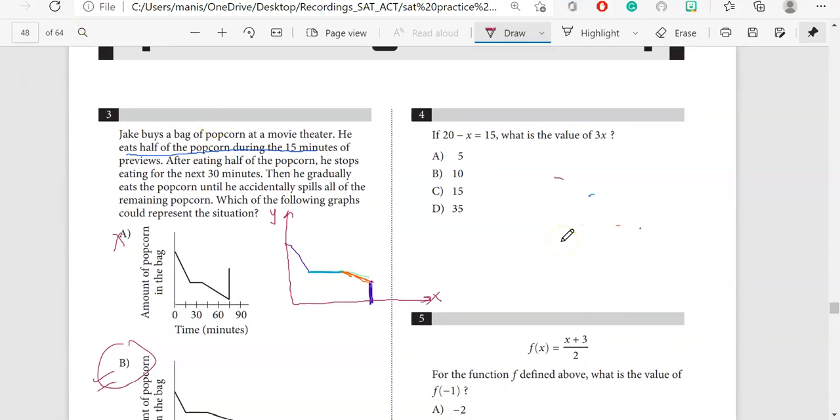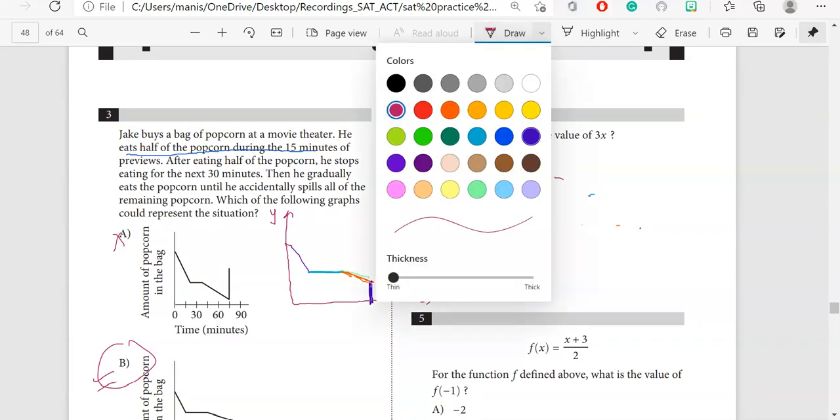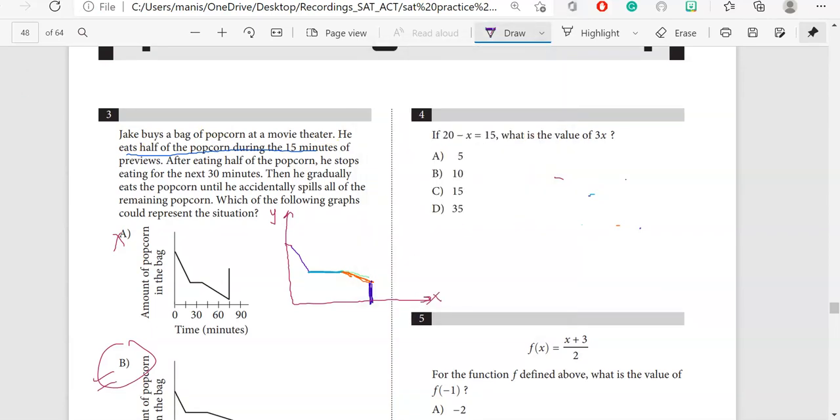Now after this, let's go to question number 4. Again, pause and play. That's a strategy you should be using. Pause the video, then try to solve on your own, and then afterwards check your answer with mine. If 20 minus x is 15, what is the value of 3x? So this is just a simple example of an equation. What I will do is solve this to find the value of x, and then afterwards I will replace this x in this 3x to find my value of 3x.